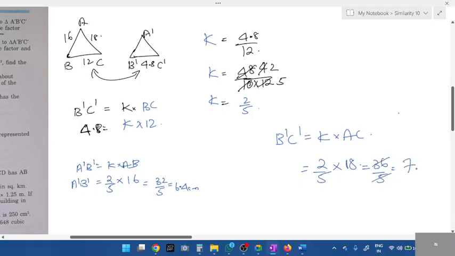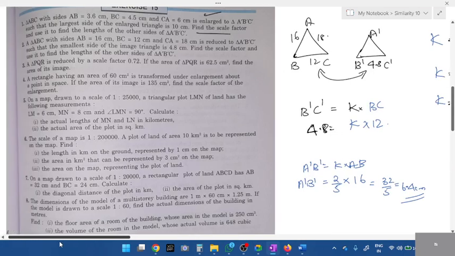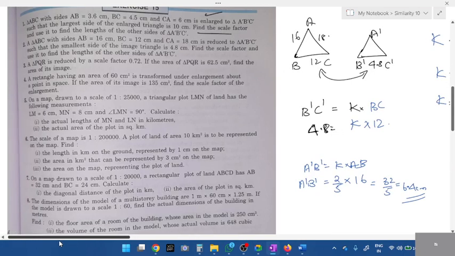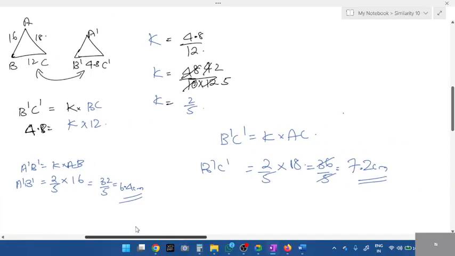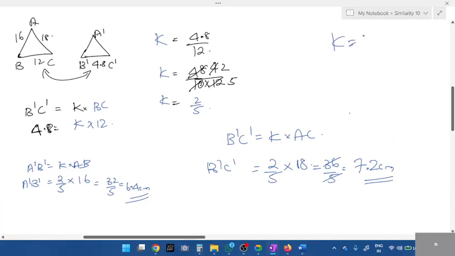What's the next answer? 7 point... Is the answer the same in the textbook? These are the answers, students. Then write what they've asked here. Use the length to find A dash, to find the other side. Okay, we found the other side. In the last, write the scale factor. K is equal to 2 by 5. That is the scale factor. And write all the other values. Complete the answer. Mostly you might get it for 3 marks.